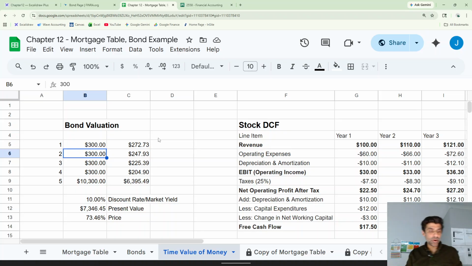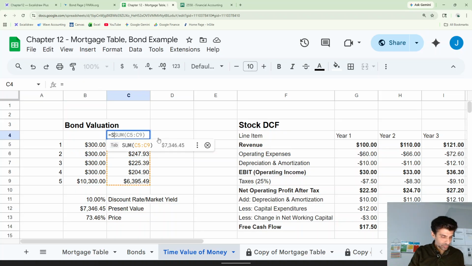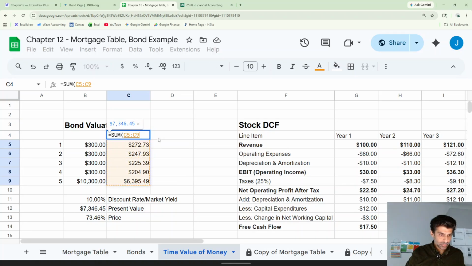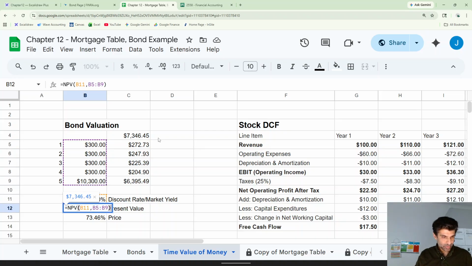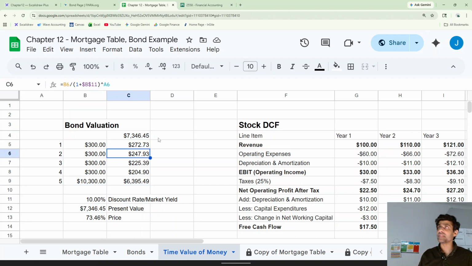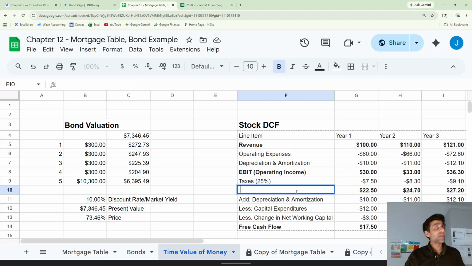So if you added these up, this is the present value of this entire bond. If I did NPV, and actually this is right here, it's the same as just adding up all these individual cash flows. So you can use this same framework for also valuing a stock.